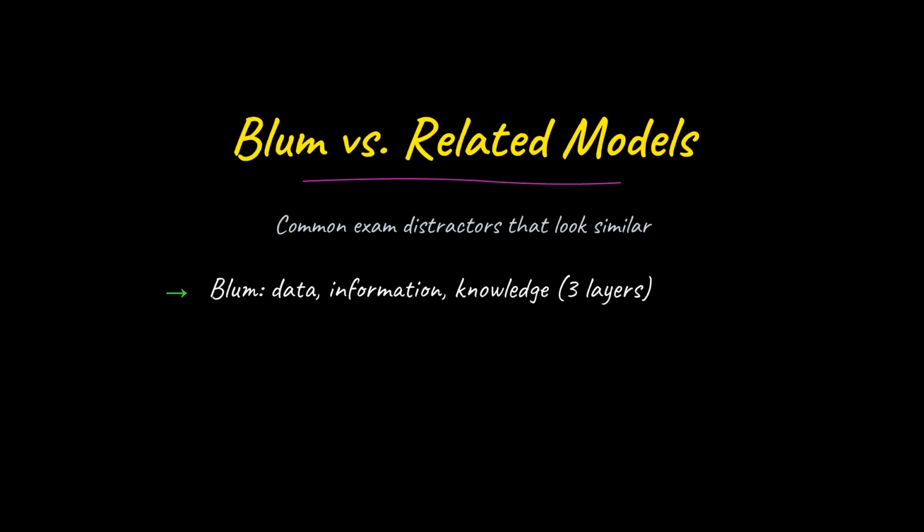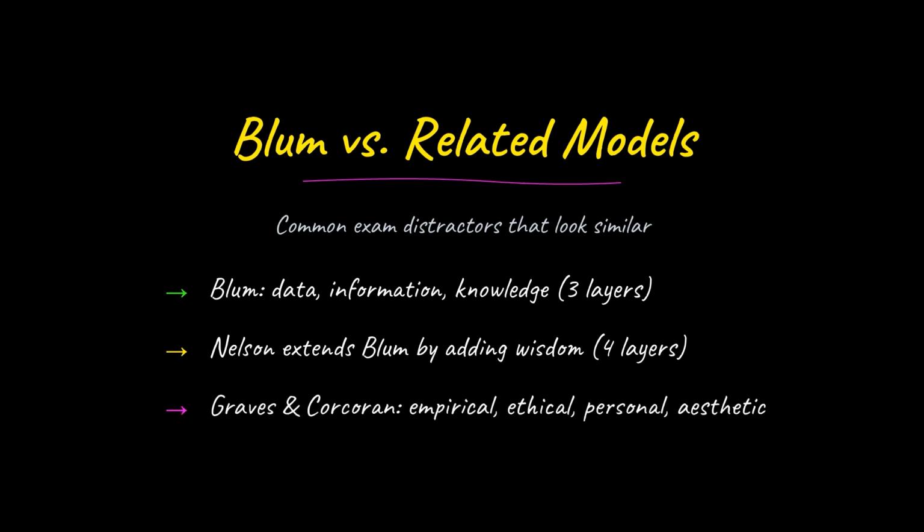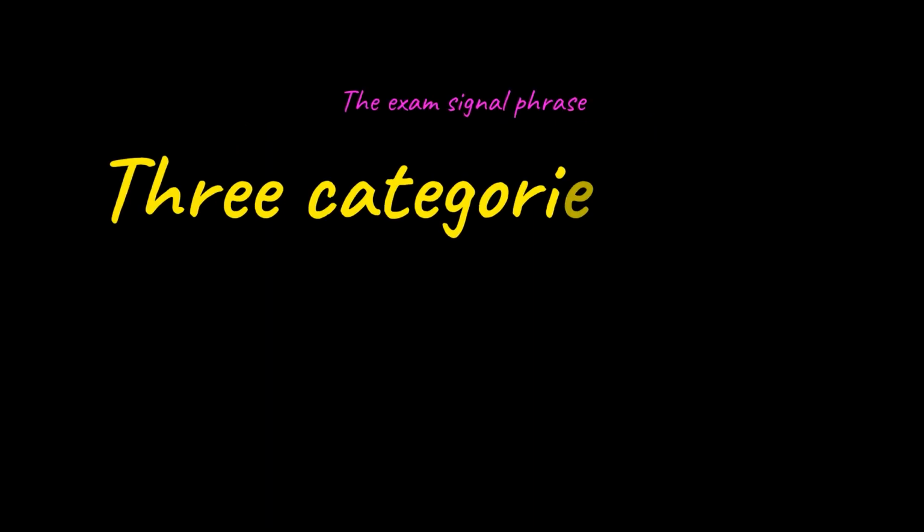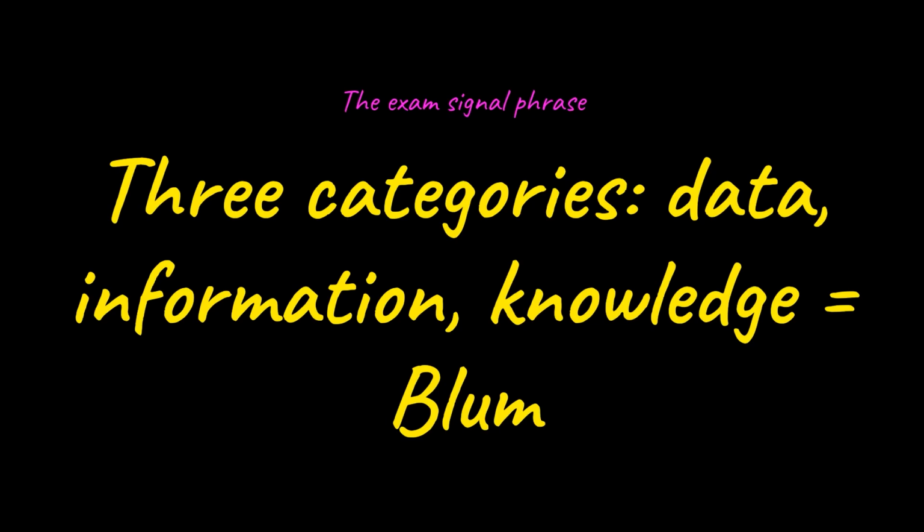Nelson later added wisdom on top of Bloom's three categories, creating the familiar four-part continuum. Graves and Corcoran used an entirely different set of terms. Knowing which author owns which vocabulary is the key to getting these questions right. Whenever a question names exactly three categories of healthcare computing applications, data, information, and knowledge, that is Bloom. Any mention of wisdom points to Nelson, and any reference to empirical or aesthetic knowing points to Graves and Corcoran.